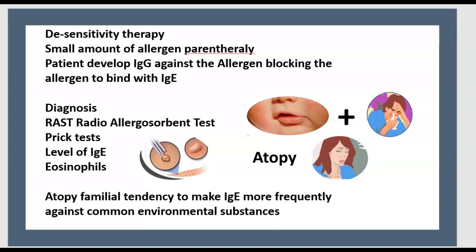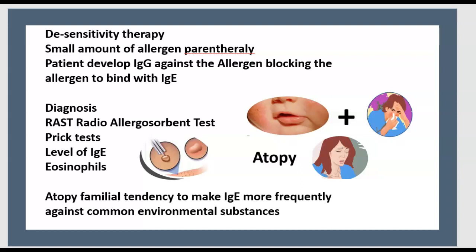Desensitivity therapy. It's a small amount of allergen parenterally, and that develop immunoglobulin type G against the allergen as blocking antibody. This is the way to prevent the formation of the bind of IgE with allergen. IgG against the allergen are blocker.